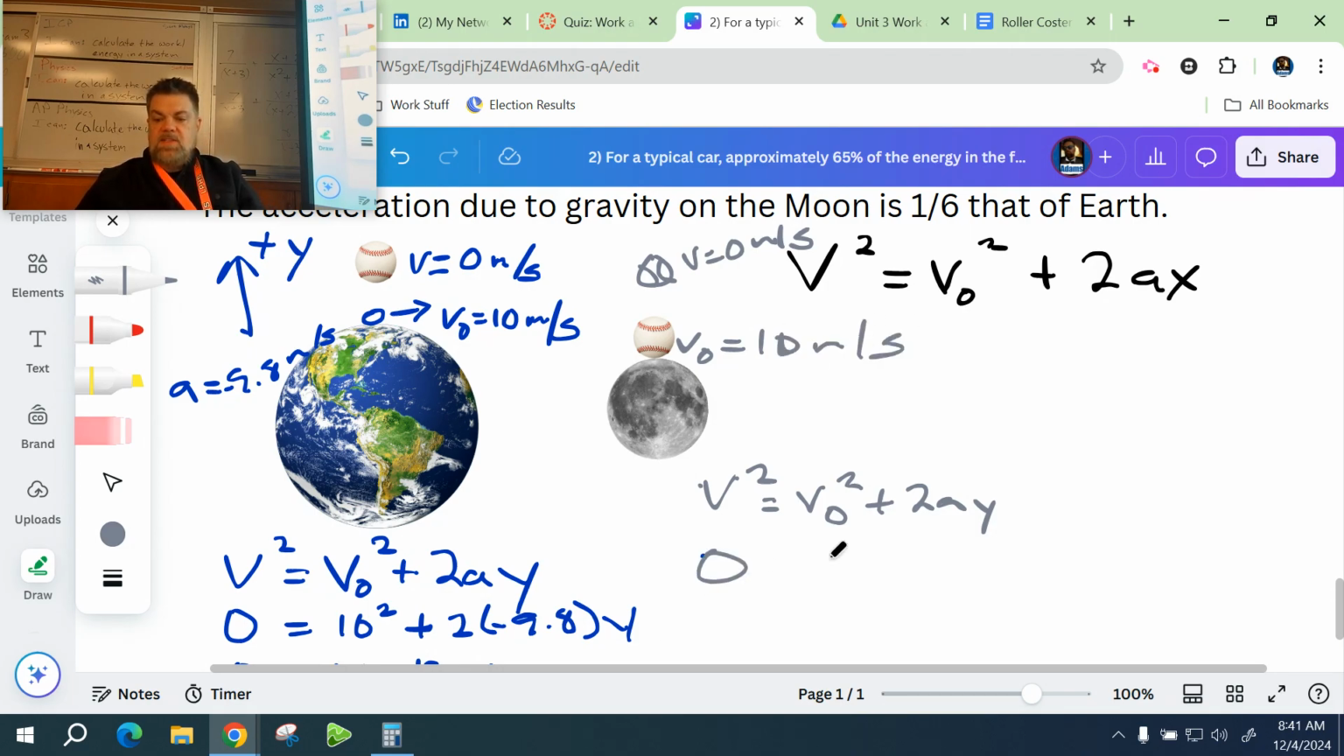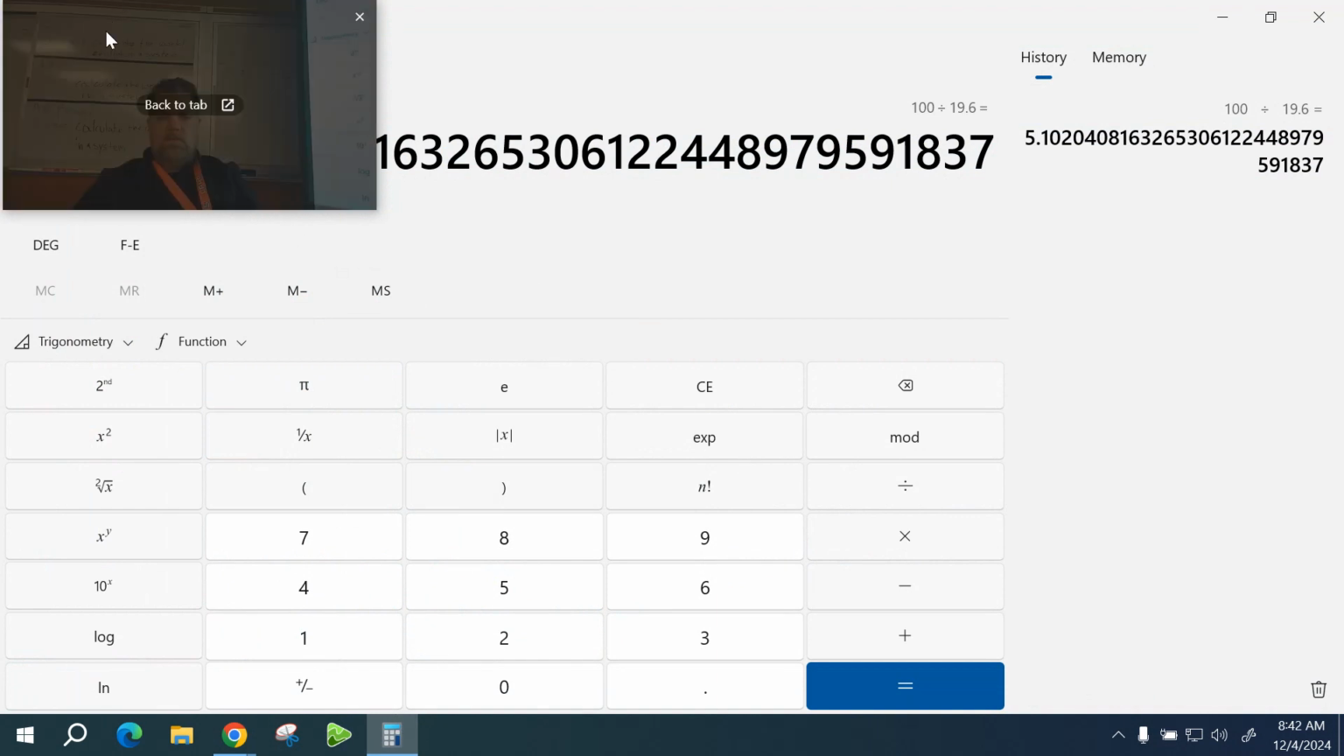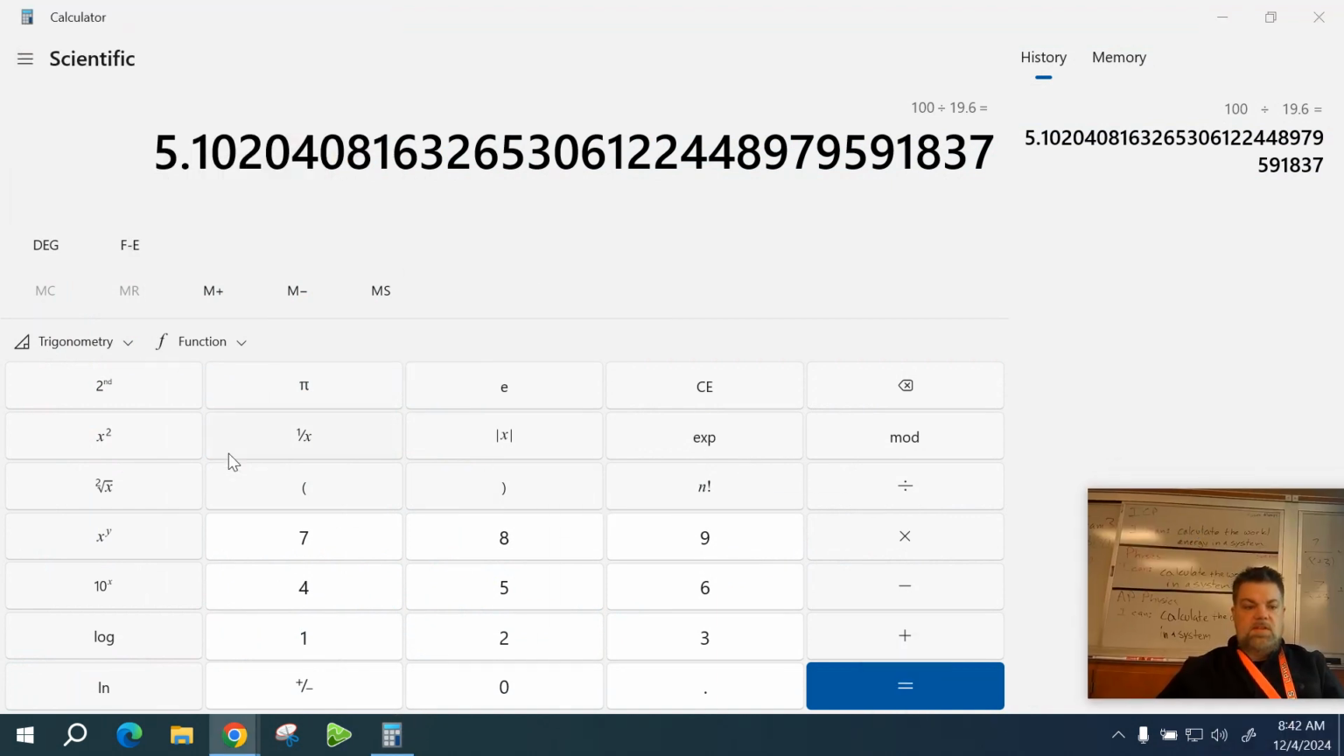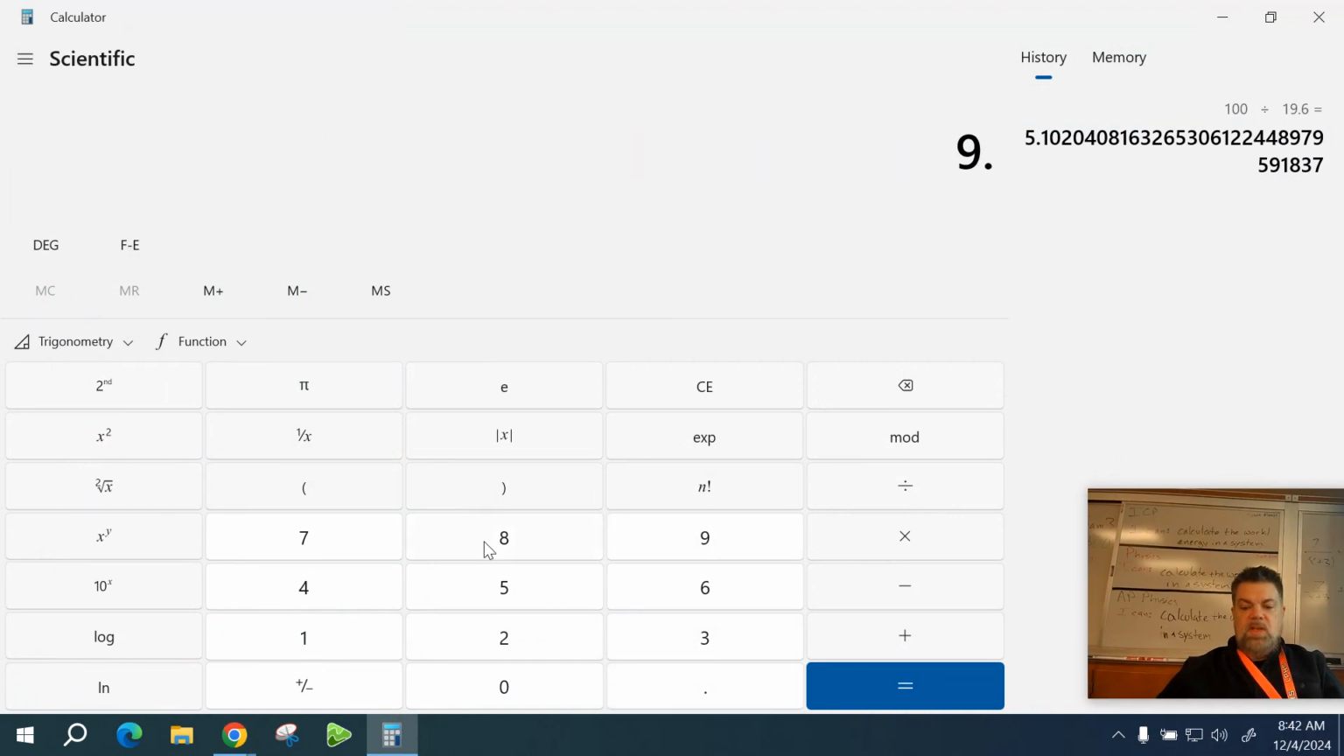So I've got 0 here is equal to 10 squared plus 2 times the acceleration due to gravity. Now here is interesting. This is 9.8, but it's 1/6. So we've got to say 9.8. Move my face over here. I've got to say 9.8 divided by 6.